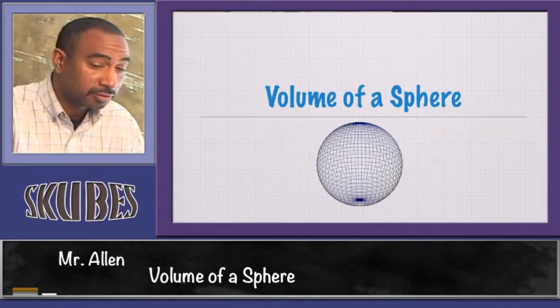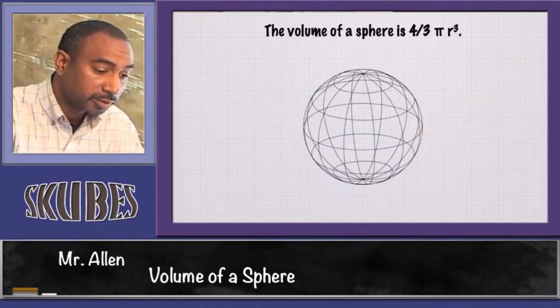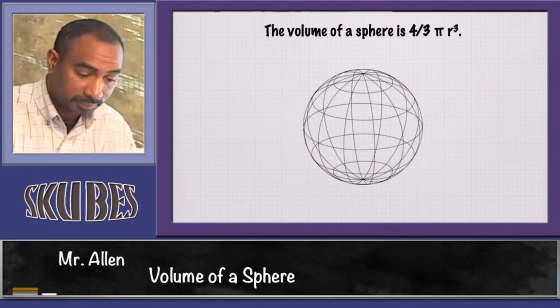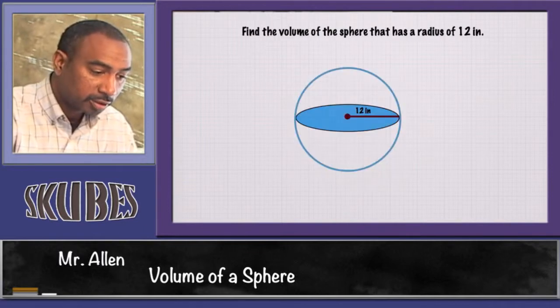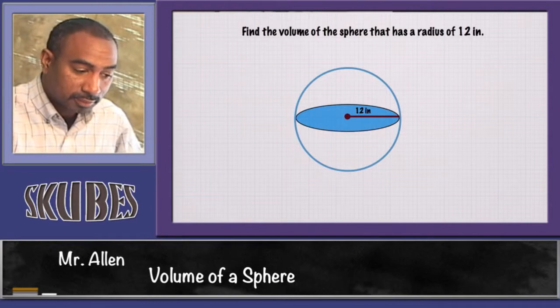Today, our lesson is on the volume of a sphere. The volume of a sphere is 4/3 pi, the radius cubed. Find the volume of the sphere that has a radius of 12 inches.